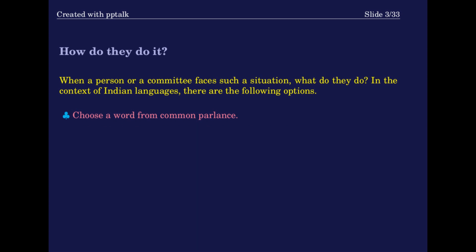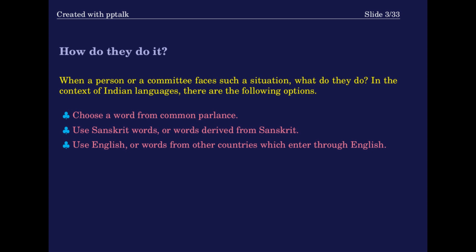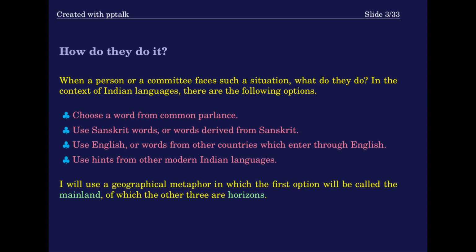Number one, choose a word from just common parlance. Number two, use Sanskrit words or words derived from Sanskrit. Number three, use English or words from other languages which enter through English. And number four, use hints from other modern Indian languages. Now, I will use a geographical metaphor in which the first option will be called the mainland, of which the other three are horizons. And this explains why I used the words three horizons in the title of my talk. So, my task would be to explore the importance of these different horizons.